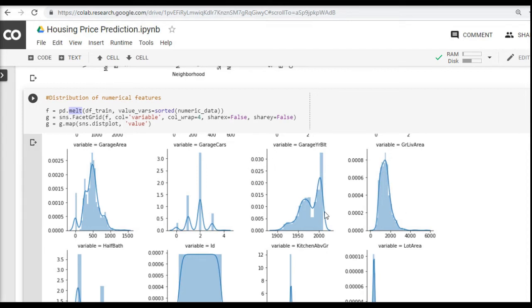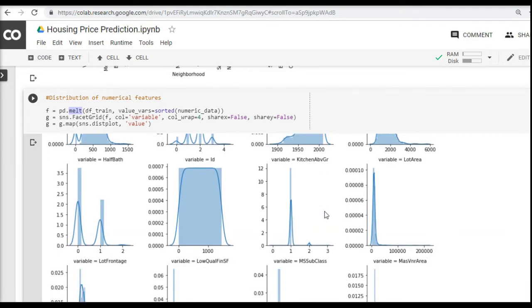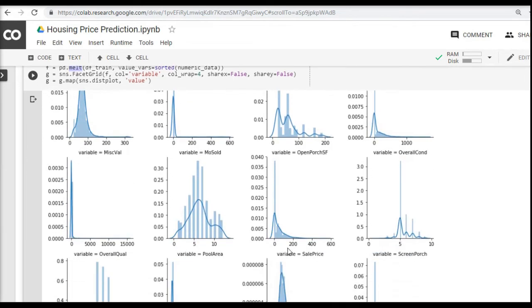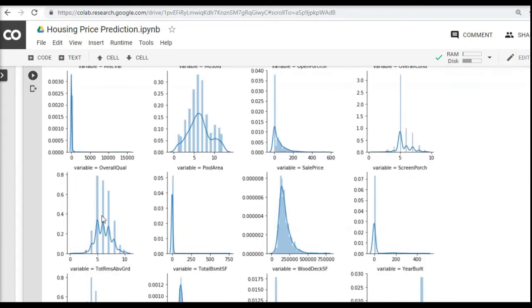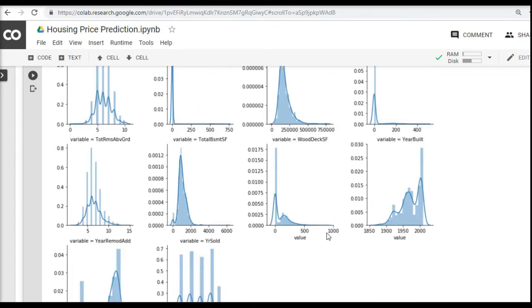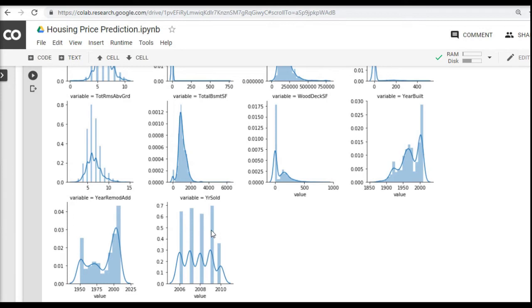Okay, so what else do we see here? These distributions are meant to be continuous, but then we see these long bars here. What does it mean? We can see it in the lot frontage, in the pool area, and in the total rooms above ground. We can see it in the years old. Yeah, we have bars. It means that even though they are numerical features, they are not continuous values. That means they are discrete values, right?